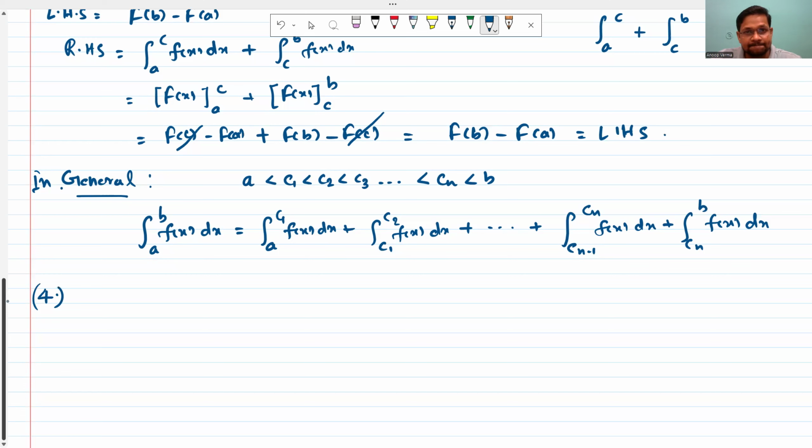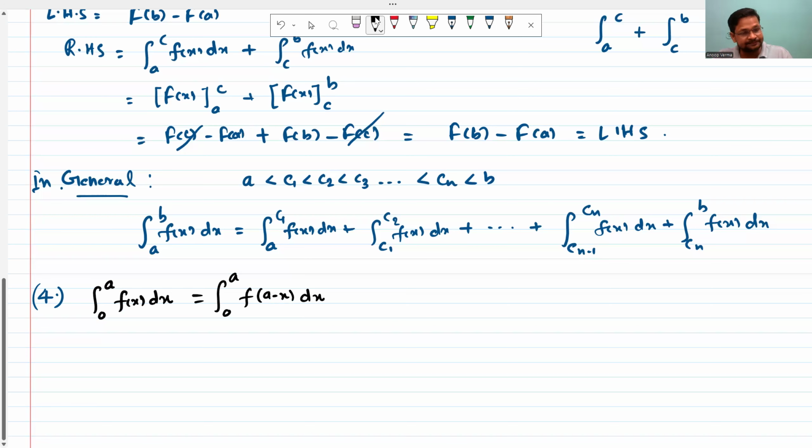So next is what? The integration from 0 to a of f(x) dx. You are integrating from 0 to a, so you can integrate it from 0 to a of f(a minus x) dx.